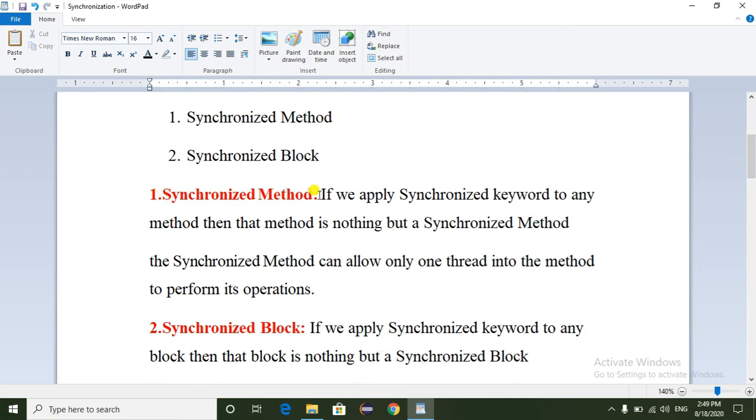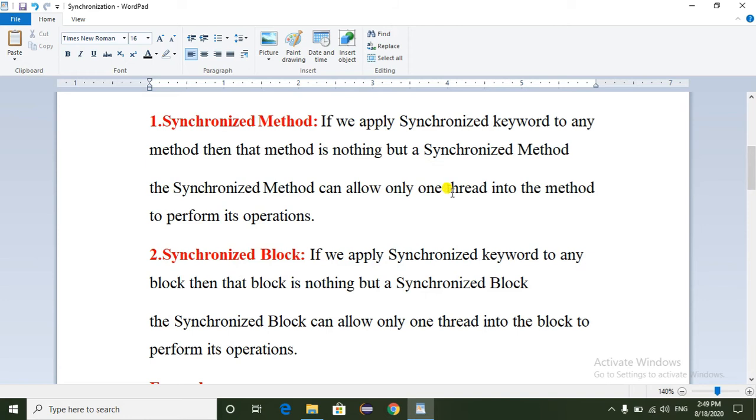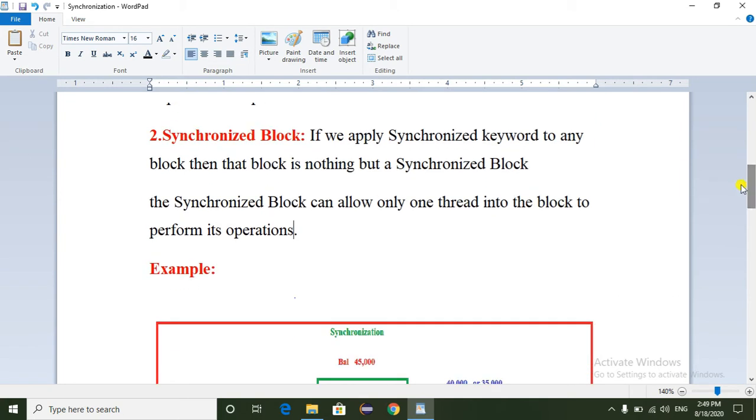Coming to the synchronized method. If you apply the synchronized keyword to any method, then that method is a synchronized method. A synchronized method allows only one thread into it to perform its operations. Then coming to the synchronized block. If you apply the synchronized keyword to any block, then that block is a synchronized block. A synchronized block allows only one thread into it to perform its operation.